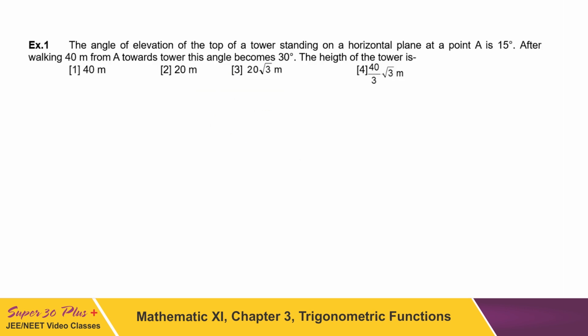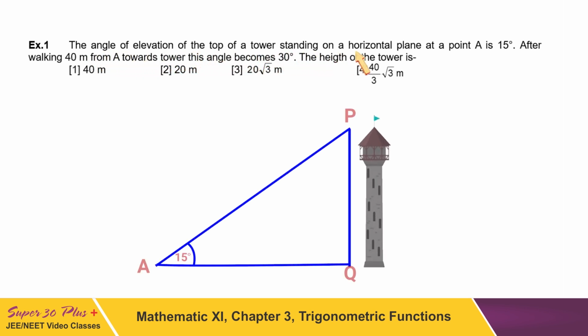Let's see one example here. The angle of elevation of the top of a tower standing on a horizontal plane at a point A is 15 degrees. After walking 40 meters from A towards the tower, this angle becomes 30 degrees. The height of the tower is: option 1, 40 meter; option 2, 20 meter; option 3, 20 root 3 meter; and option 4, 40 upon root 3 into root 3 meter.